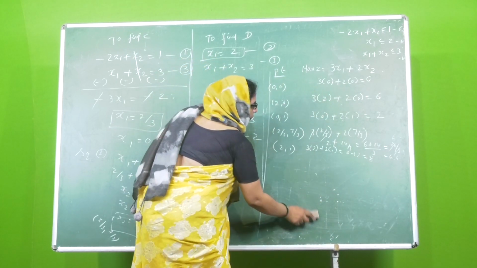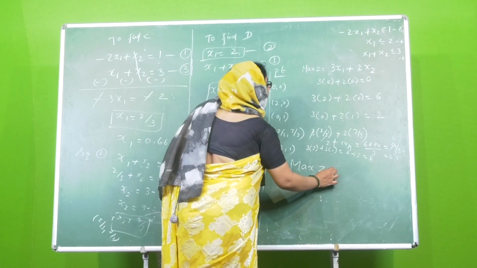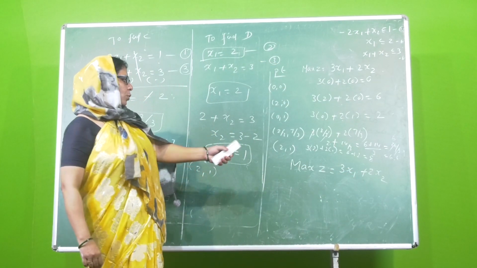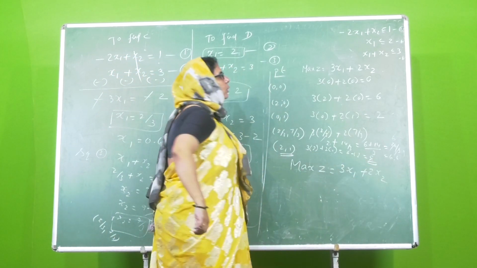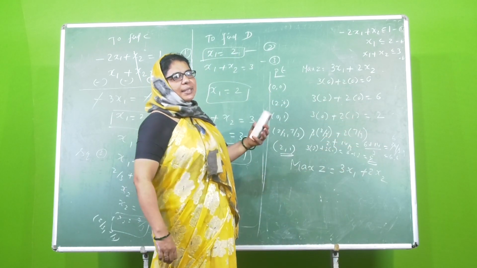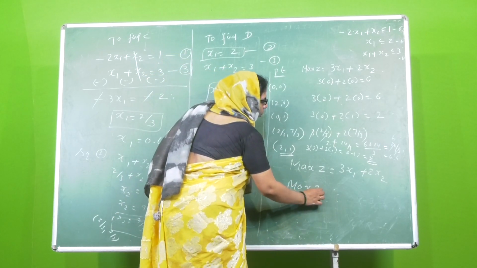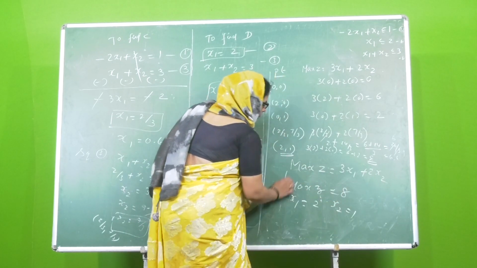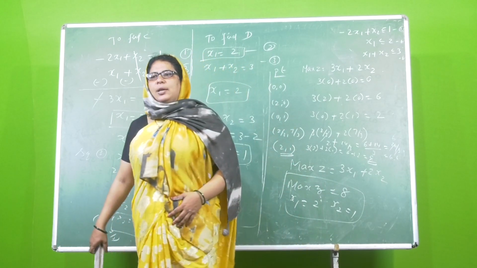So maximize z is equal to 3x1 plus 2x2, and the maximum value is 8. Comparing these values, 0, 6, 2, 6.6 and 8, which one is the maximum? 8 is the maximum. So maximize z is equal to 8. Here x1 is equal to 2 and x2 is equal to 1.